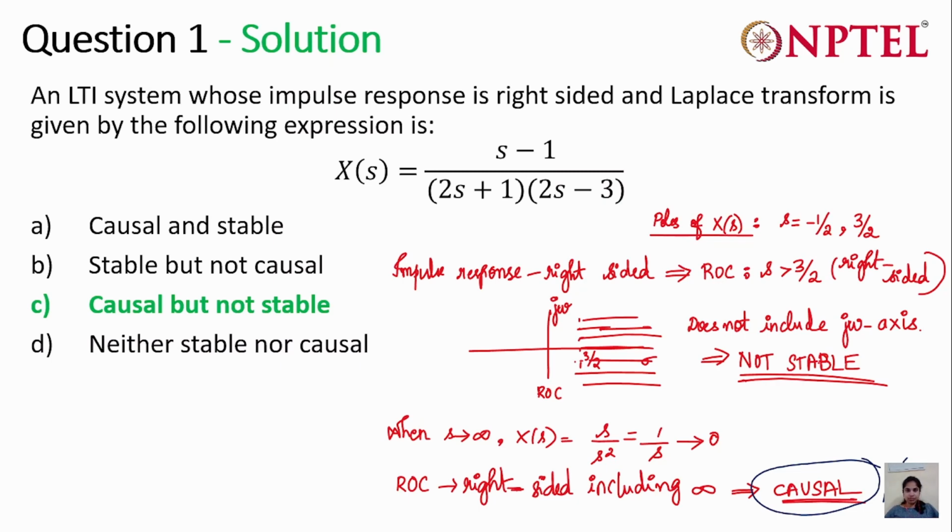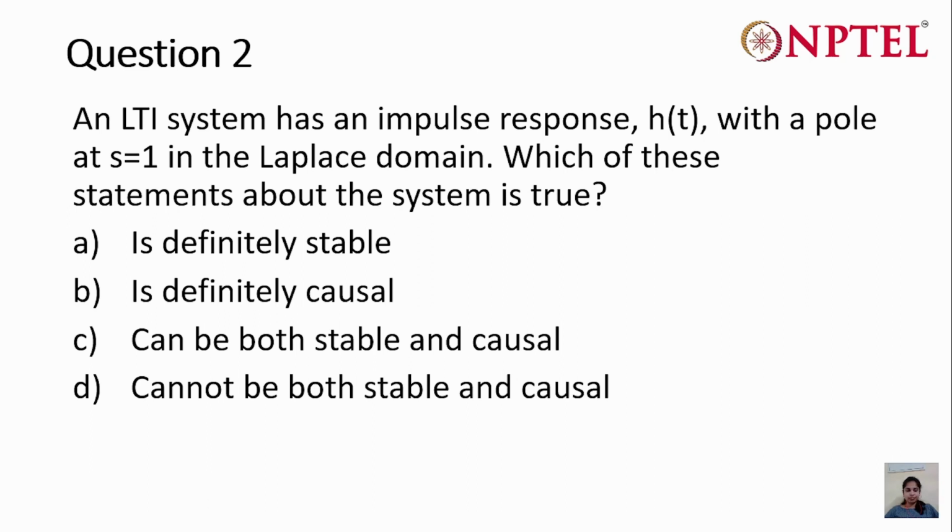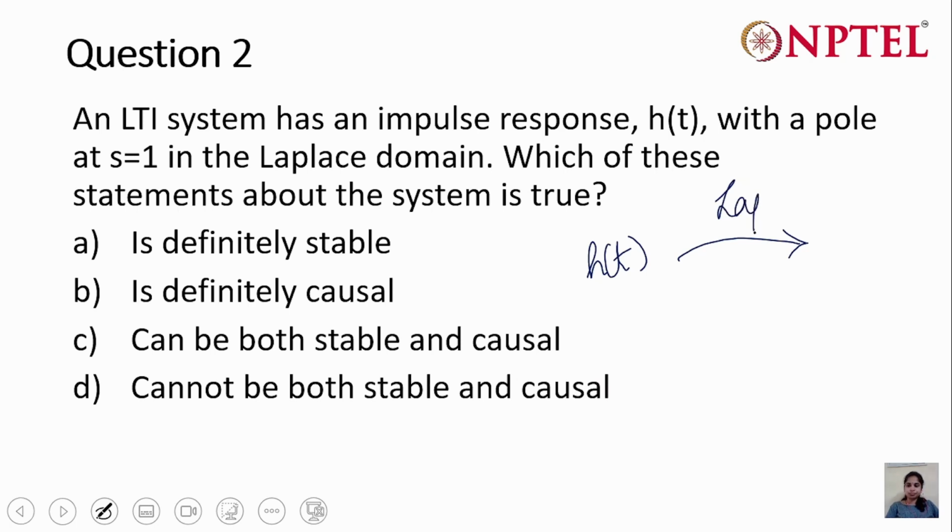Moving on to the next question. An LTI system has an impulse response h of t with a pole at s is equal to 1 in the Laplace domain. Which of these statements about the system is true? So we don't know anything about h of t. We just know that in the Laplace domain, it has a pole at s is equal to 1. So what can we tell about the system with this information?